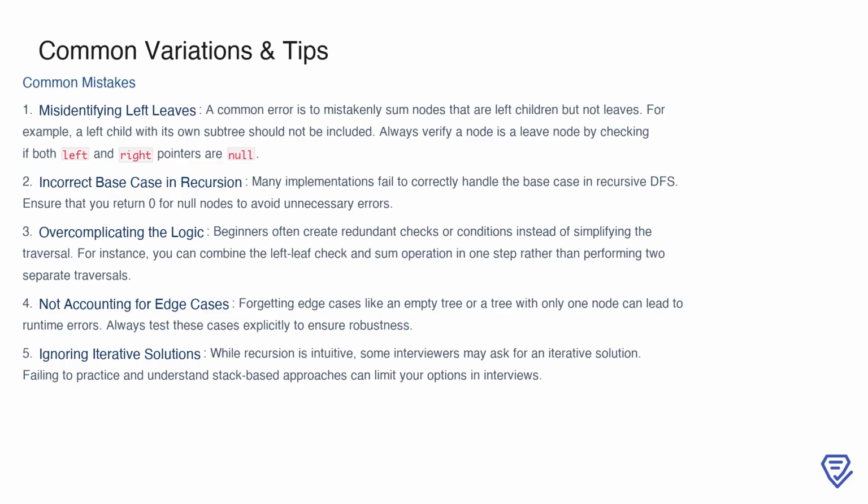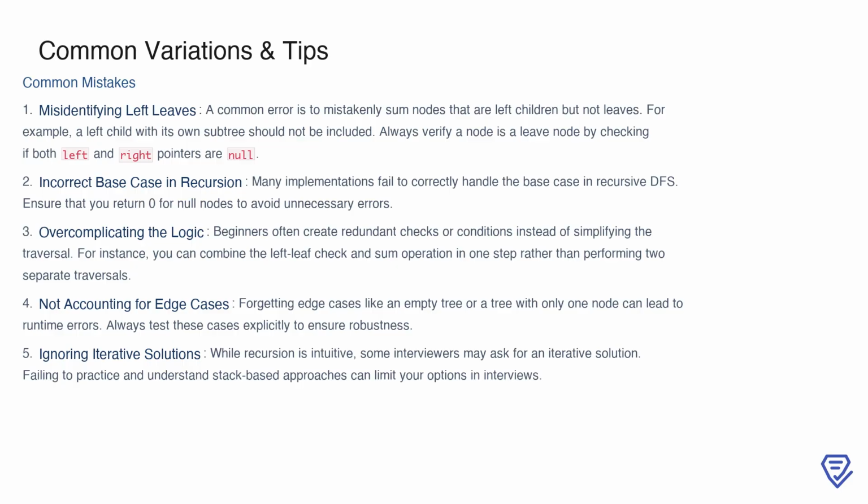It's important to remember that a left node must also be a leaf, meaning both its left and right pointers should be null. If it has its own subtree, it doesn't qualify as a leaf and shouldn't be included in the sum. Another issue is with the base case in recursive solutions. If you don't properly handle null nodes by returning 0, you might run into unnecessary errors.